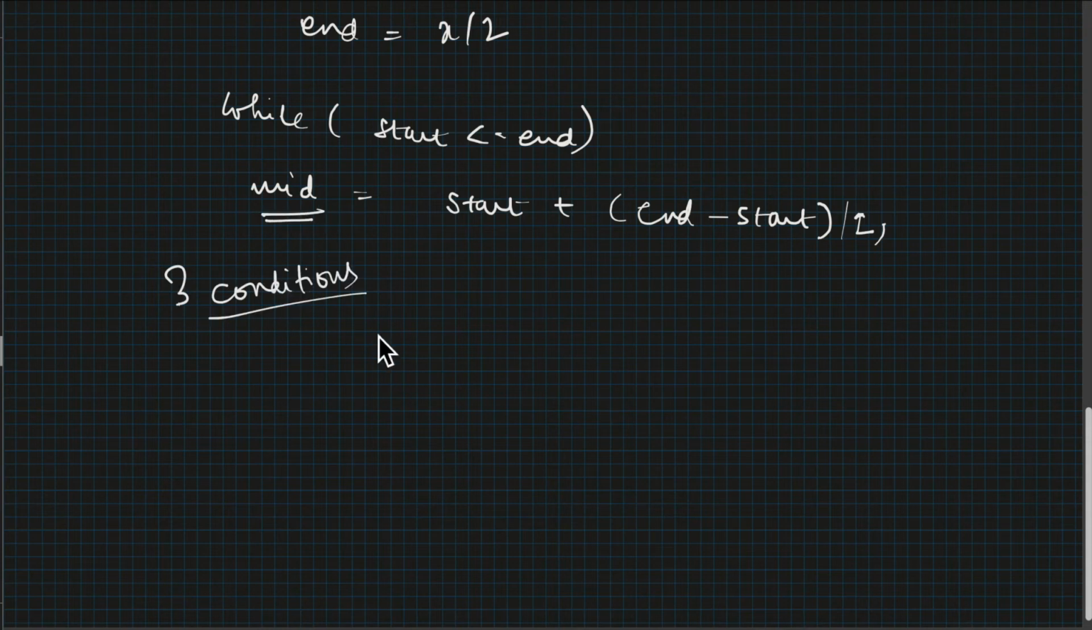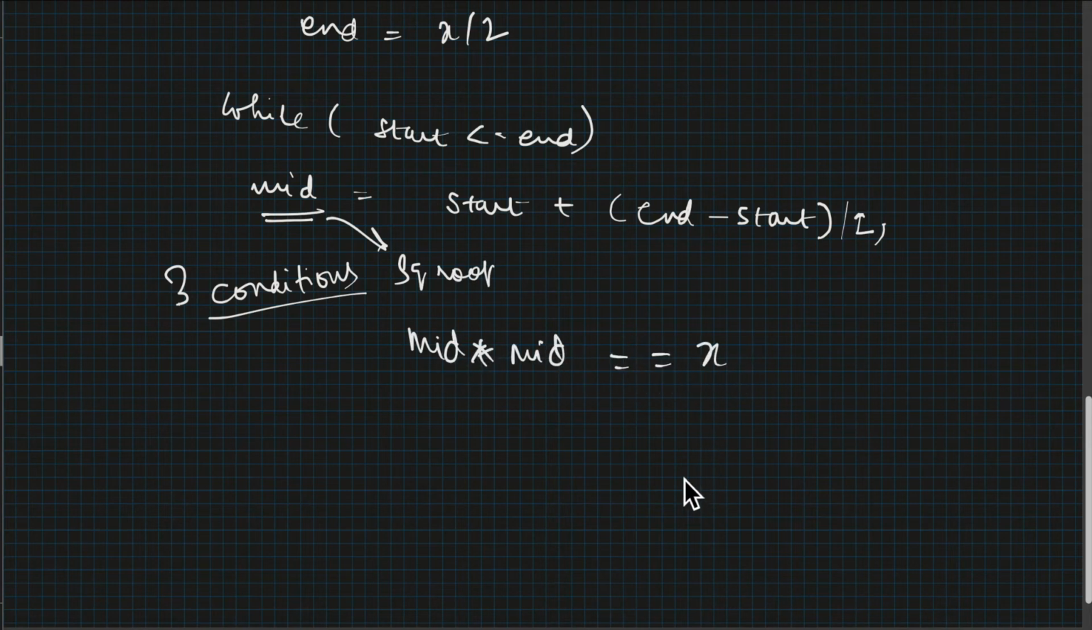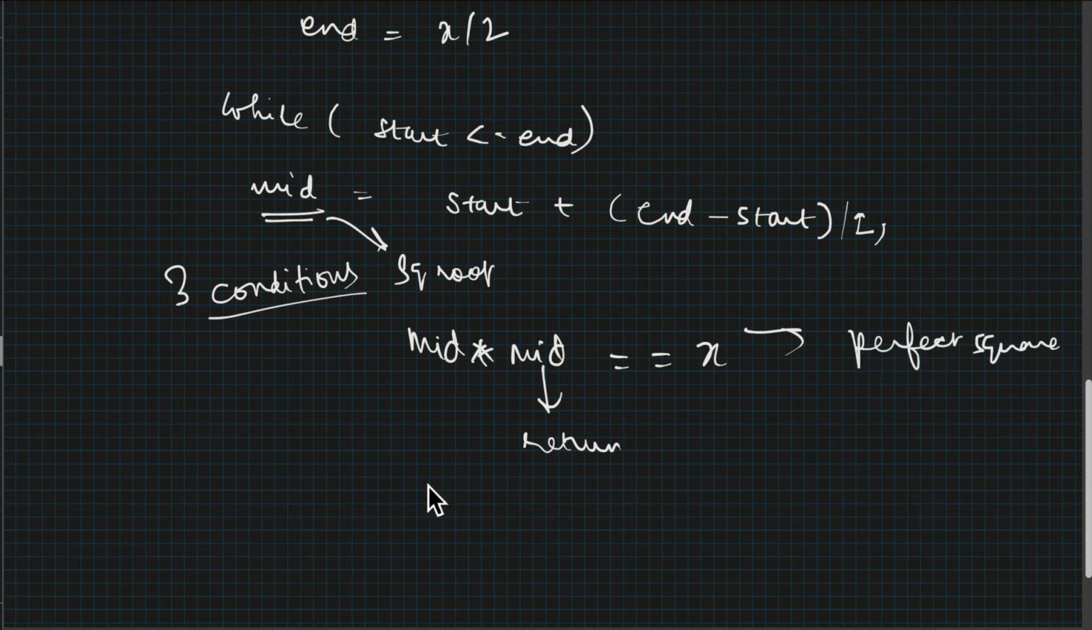First of all, what is this mid? Mid is the potential square root. So we'll do mid into mid. And then we have to check whether this is exactly equal to the number itself. If that is the case, then we can return this, because that is what our square root is. When will this happen? When x will be a perfect square, which is the ideal scenario.